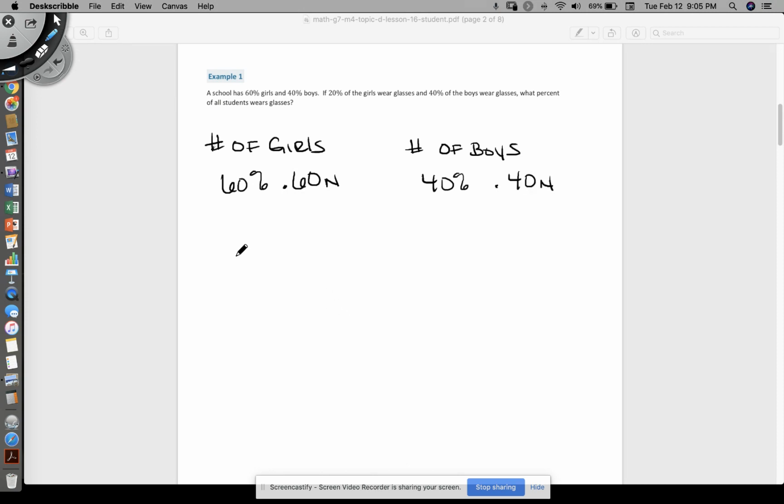All right, now we have glasses. So girls with glasses. Girls with glasses, as you see, it says 20%. So we're going to write 20% as a decimal as 0.20. We're going to multiply that by the total percentage in the class, so 0.60 n. When you multiply those two together on your calculators, you get 0.12 n. We're going to come back to that in a minute.